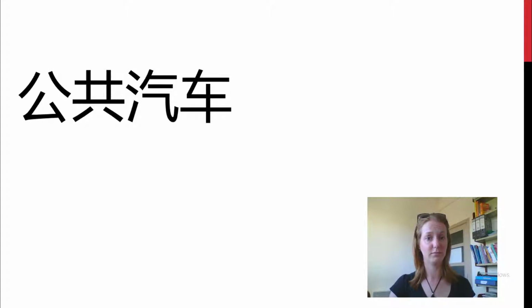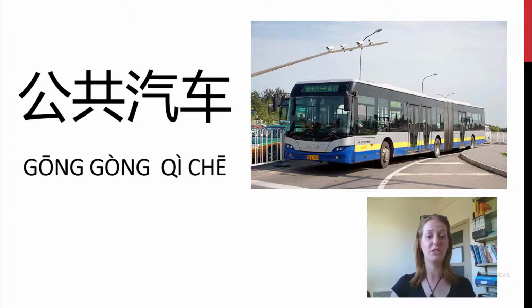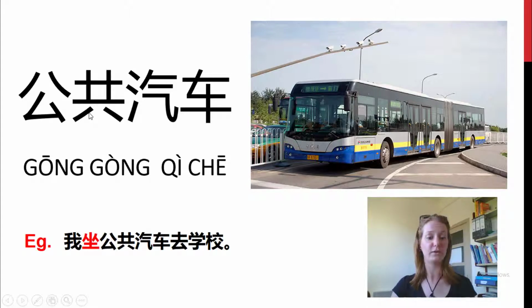这是什么? 这是公共汽车. 公共汽车. Now you might have recognized the 汽车 as the car, but a 公共 means public. So a public car is a bus. 公共汽车. 我坐公共汽车去学校.